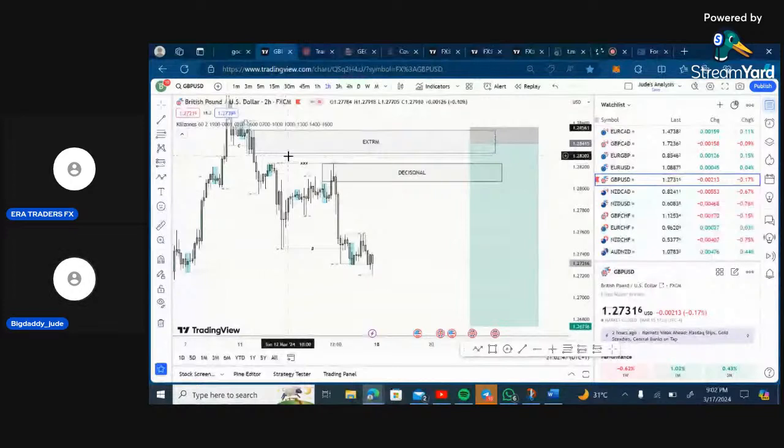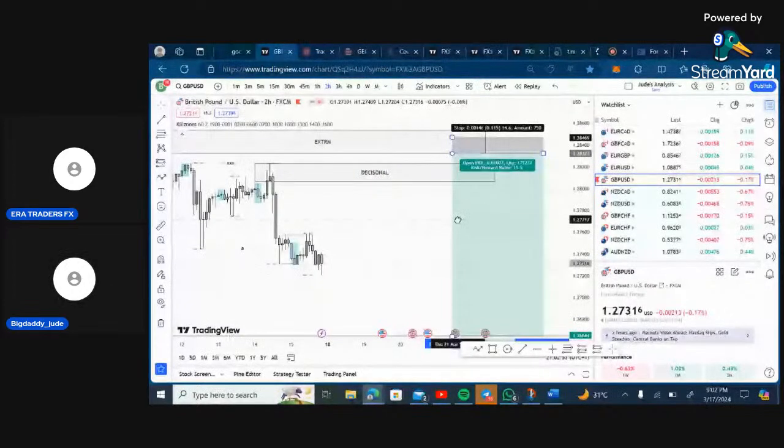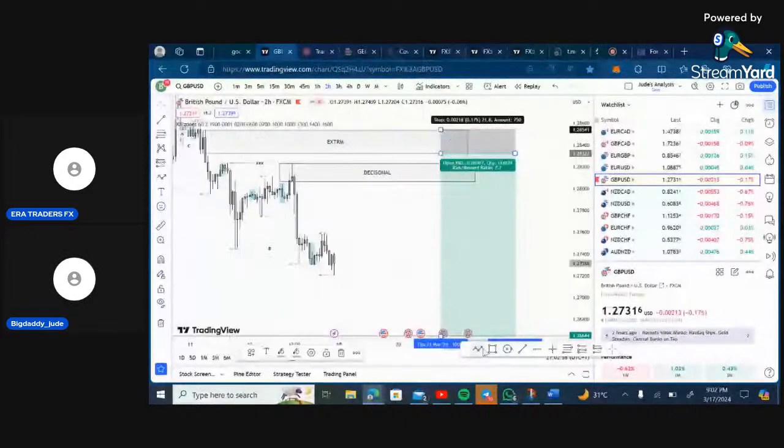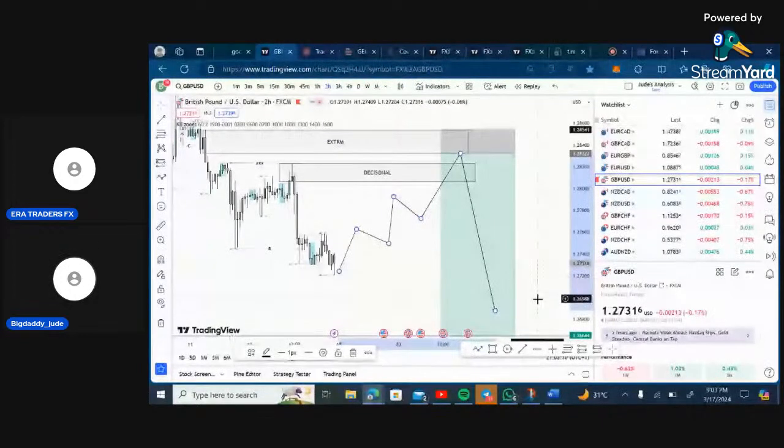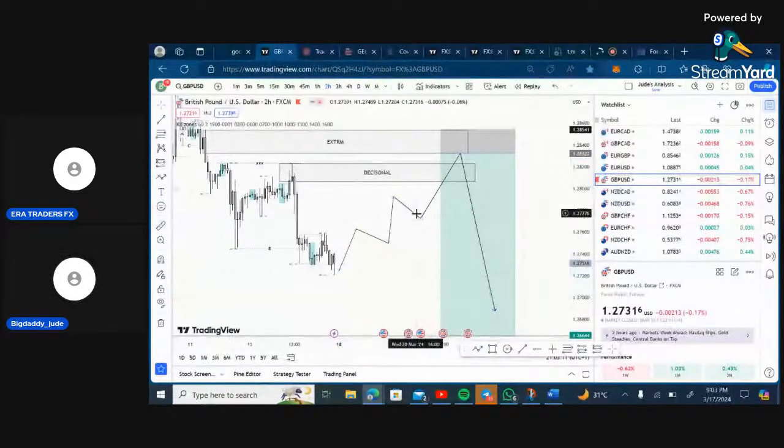So you want to see price trading back. You want to see price trading back, building liquidity, and sweep this liquidity you have around here, and then tap into this zone, and you want to see a nice sell, right, to your bullish POI.